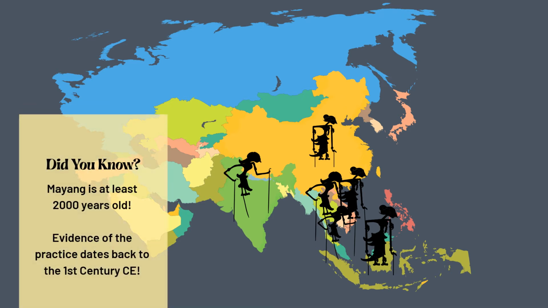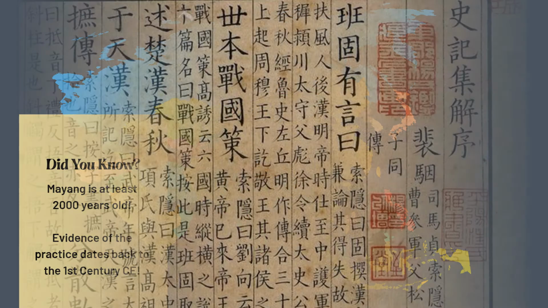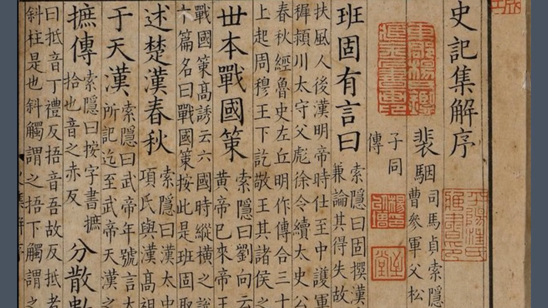Evidence of Mayang shadow play can be traced back to at least 2,000 years ago in the 1st century CE, or Common Era. However, the origins of shadow play are said to be even earlier, and the location in which it was started is still debated. The two most common countries from which Mayang may have originated are China and India.